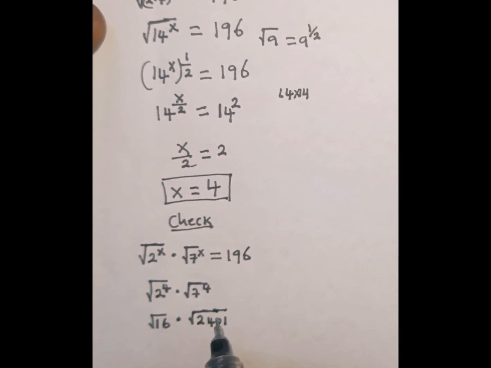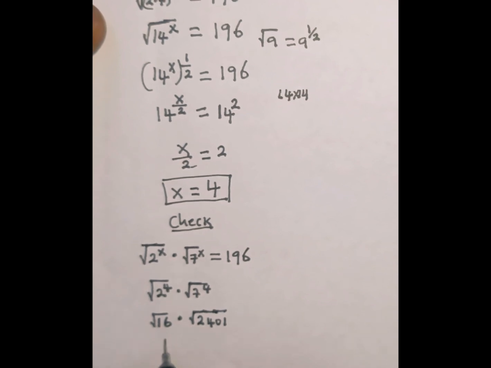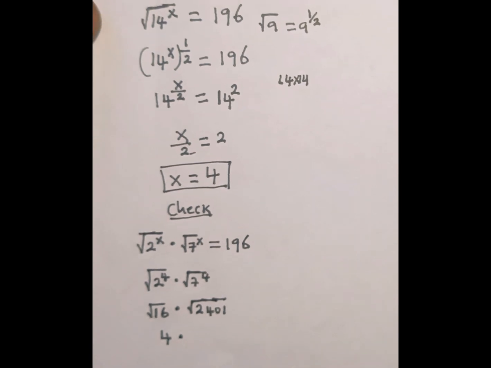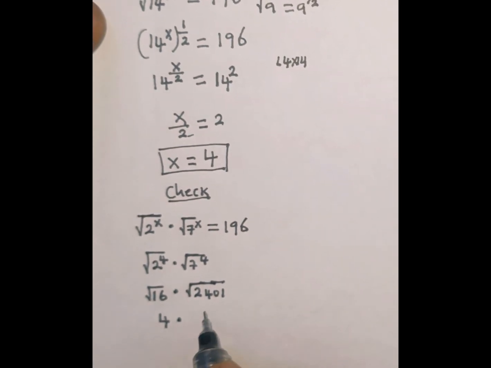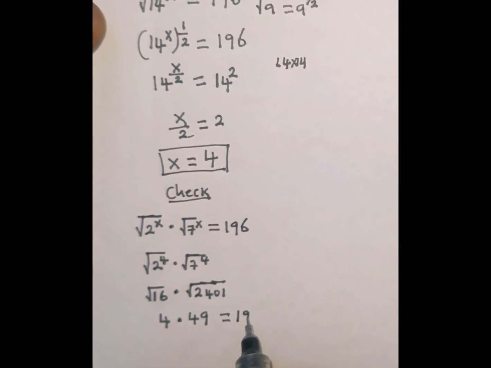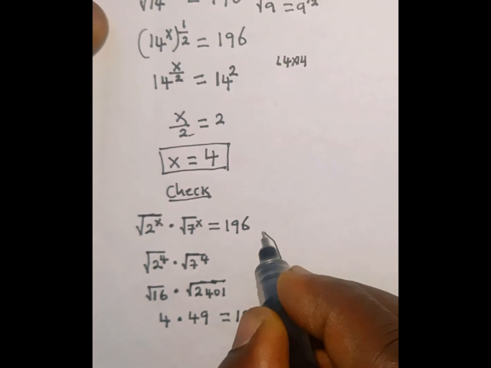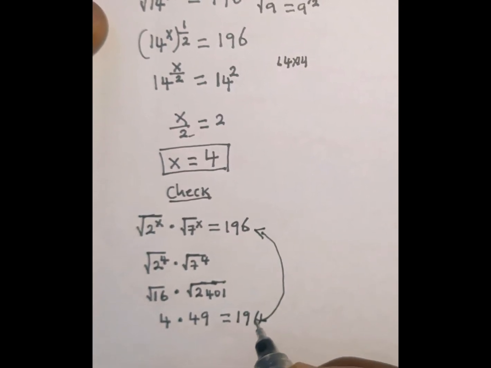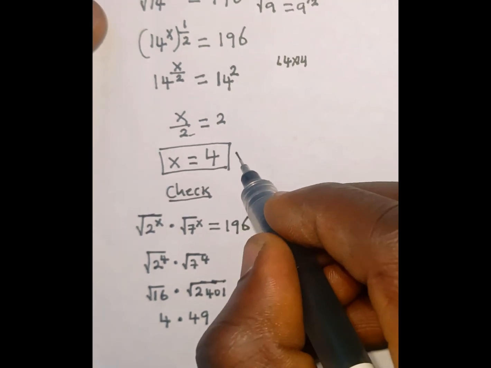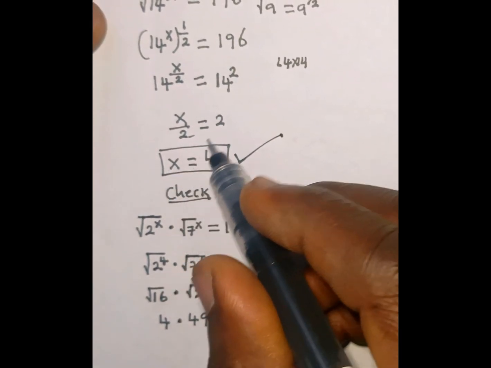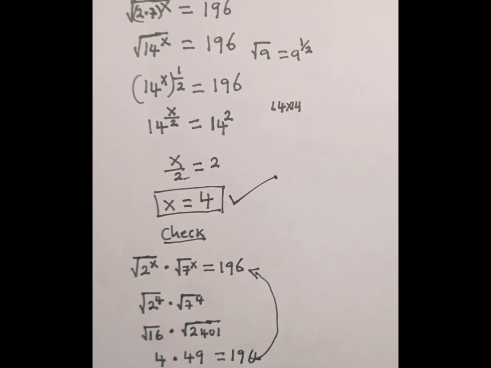2401. Now, when we take the square root of 16, 16 is a perfect square. It is going to give us 4. Then multiplied by, when we take the square root of 2401, it is going to give us 49. And 4 multiplied by 49 is going to give us 196. So therefore, the left hand side is the same as the right hand side when we substitute x as 4. So we can conclude that x equal to 4 is the value of x that satisfies this radical equation.